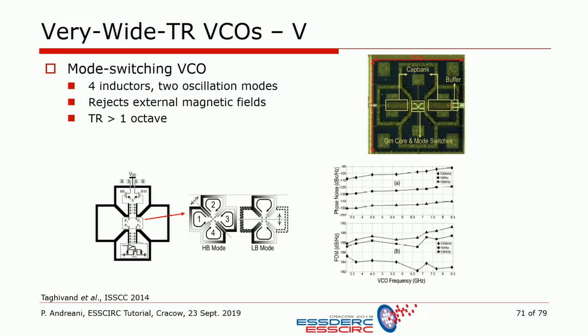And the nice thing in this case is that this topology does reject external common mode magnetic fields. So it's really interesting. The downside is definitely the very large area. It has a very large area, and you can see that to save some area, the designers have actually put lots of circuitry inside the lobes.